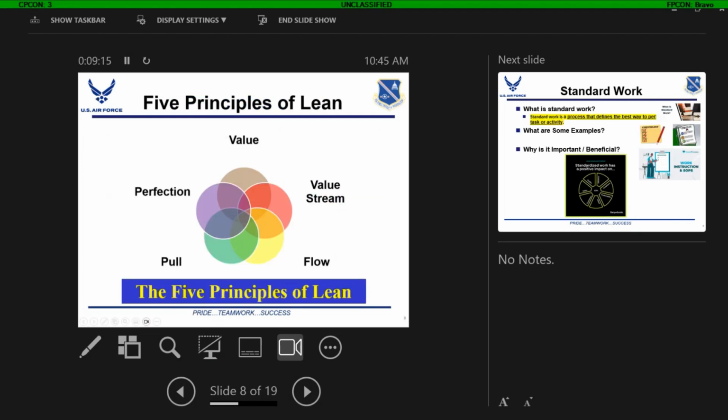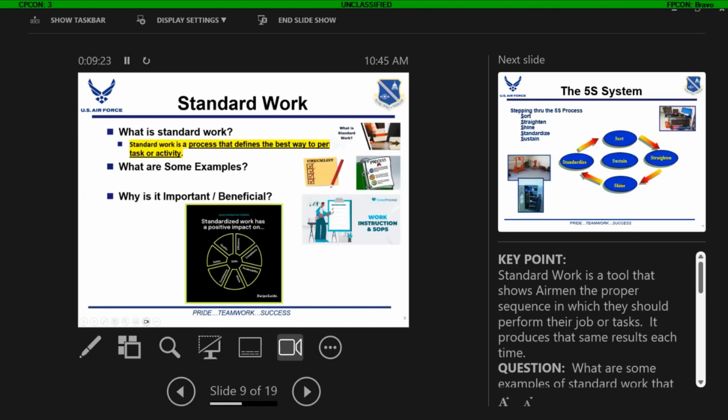As we talk about the 5 principles of lean, you'll see them outlined here. Standard work is another tool used within lean, and I'm sure you're very familiar with it. Some examples are any kind of a checklist, any kind of an outlined process, work instructions or standard operating procedures, and visual indicators to ensure things are placed where they are needed and fit best.